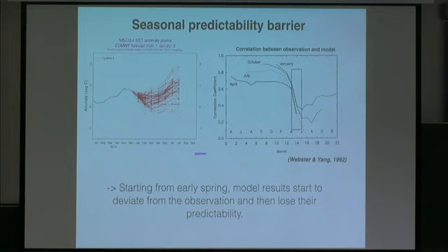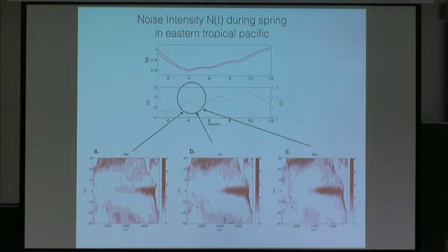Why? Right? I mean, it always happens regardless of the model, which means there might be some intrinsic physical characteristic of the ENSO to generate that error, right? Because it happens regardless of the model. So I want to explain that based on this argument. For example, to explain the phase locking, I used the stability. In this case, we have to focus on the noise intensity. I want to focus on the early spring.